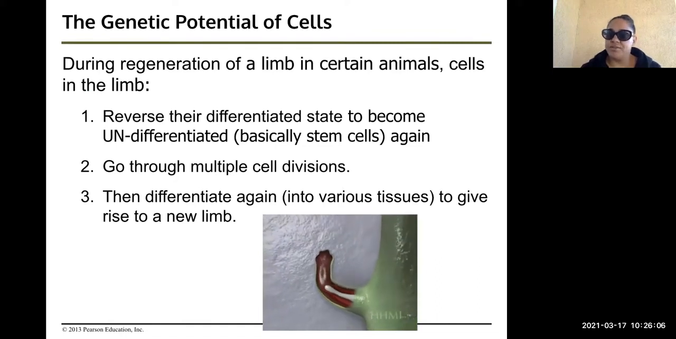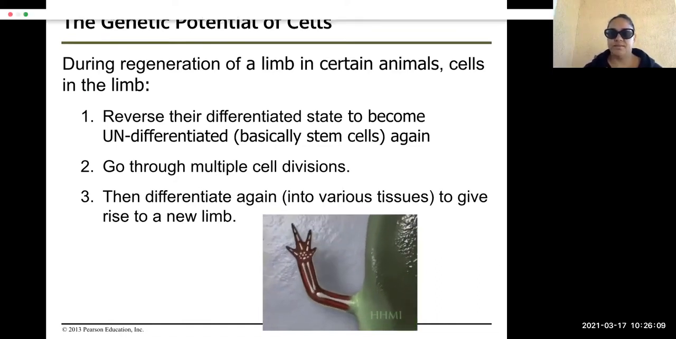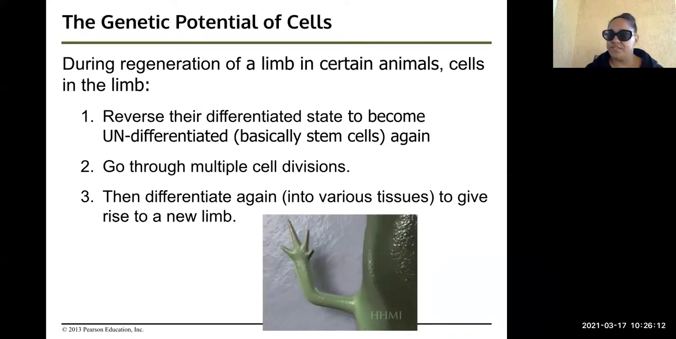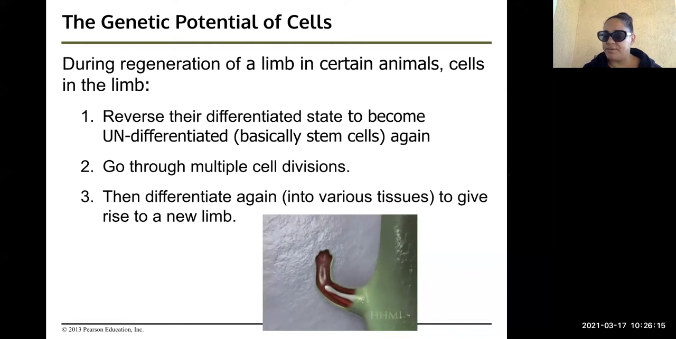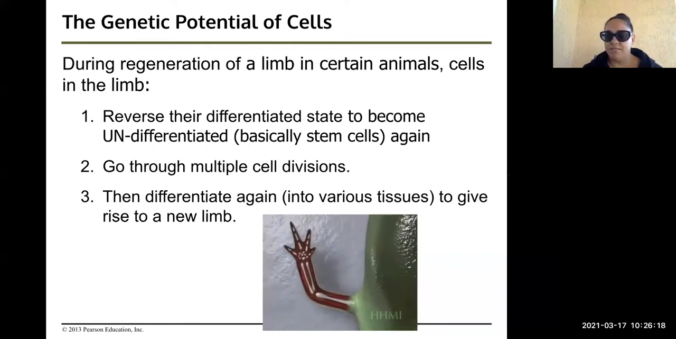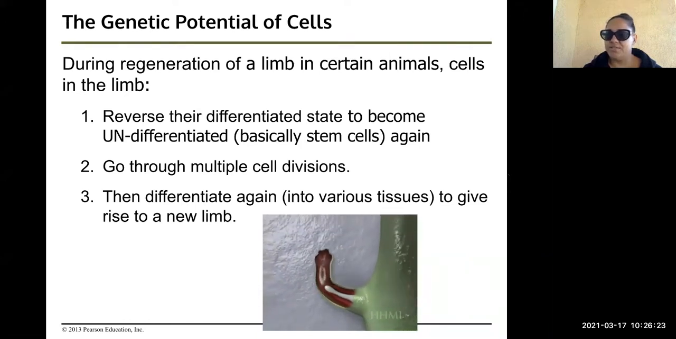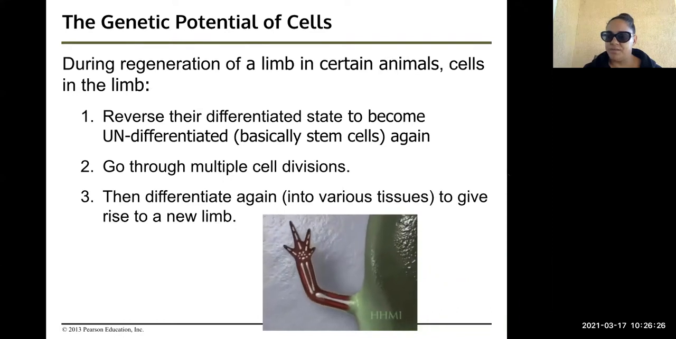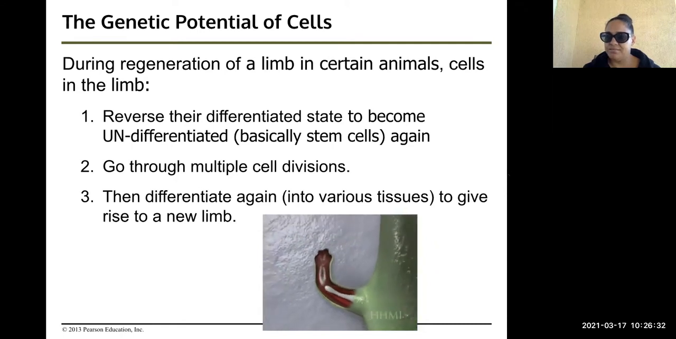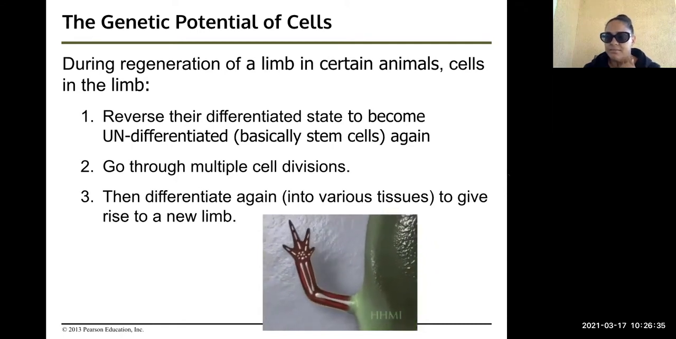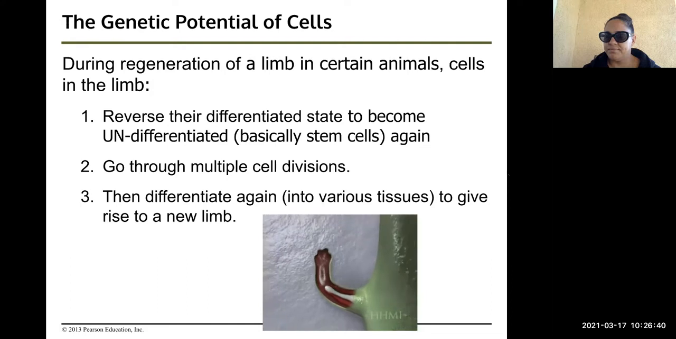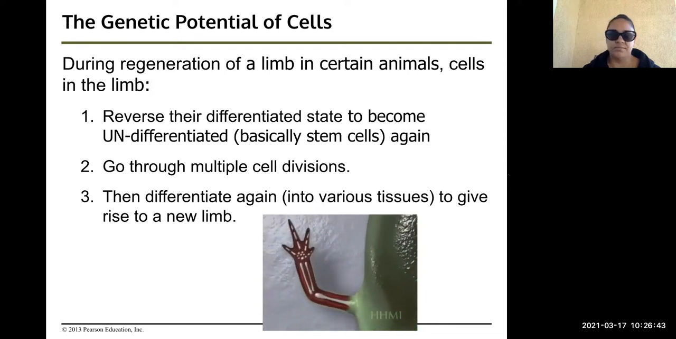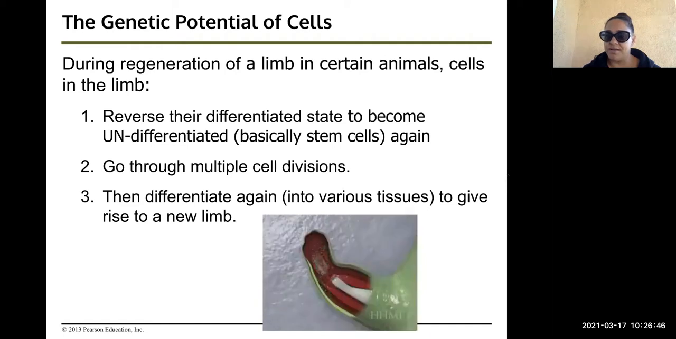During regeneration of a limb in certain animals, there are steps. Cells in the limb reverse their differentiated state to become undifferentiated, or basically stem cells again. They go through multiple cell divisions, and then they differentiate again into the various tissues to give rise to a new limb. So you need bone and tendons and muscle and skin. So they go backwards at first into stem cells, and then they reprogram into all of those different kinds of cells it takes to make a limb.